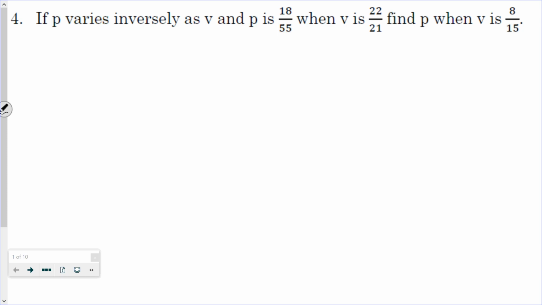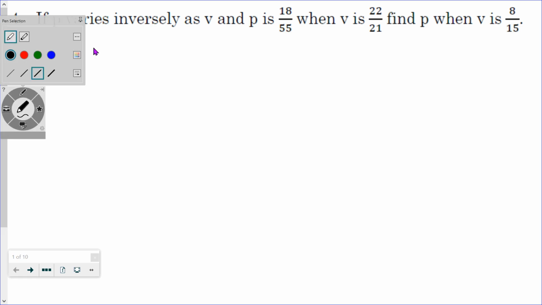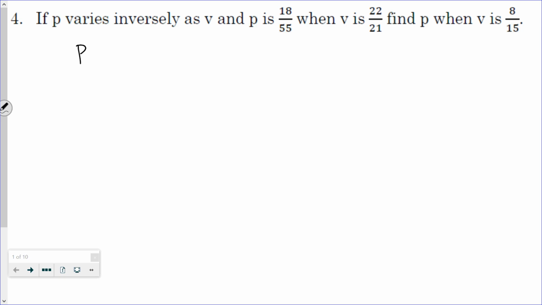So this isn't really that hard of a problem, but it can be tricky because we're dealing with a lot of fractions. As long as you can figure out how to deal with your fractions, it's not a hard problem. I'm told that P and B are inverses of each other, so the form is P equals A over B. All I need to do is plug in P and B, solve for A, and use that A to solve for P when B is 8 over 15.